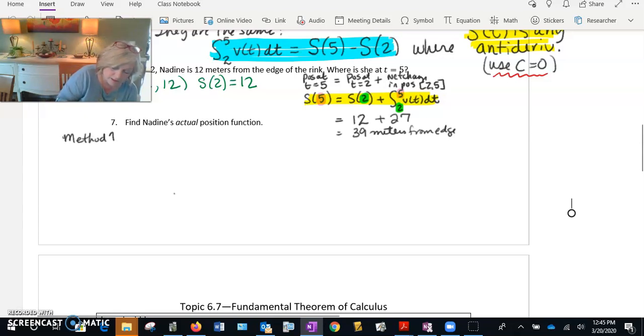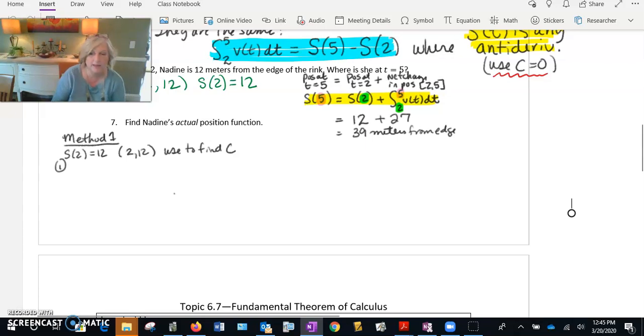So method one is going to be the same method that we had done before when we had an initial condition. So we're given that S of 2 equals 12, and we're going to be using that point (2, 12) in order to find C. So method one is find a general antiderivative, and in the problem, we already did that earlier. I have it written above, so I'm just going to bring it down.